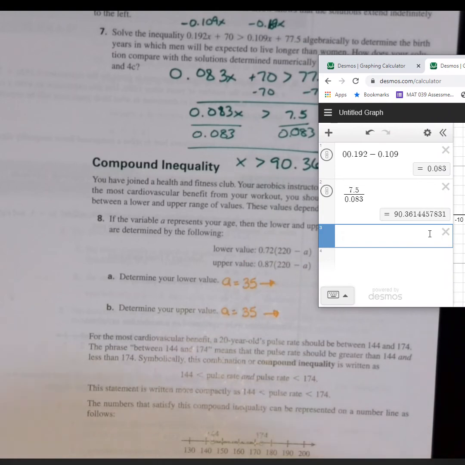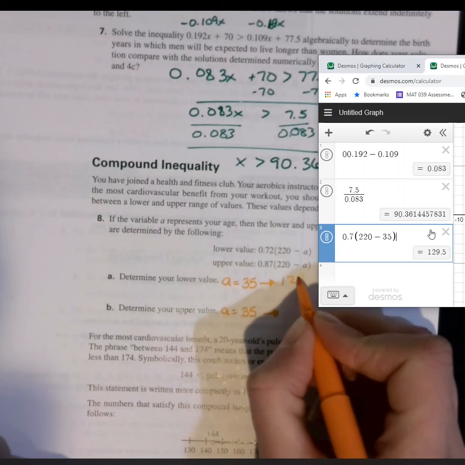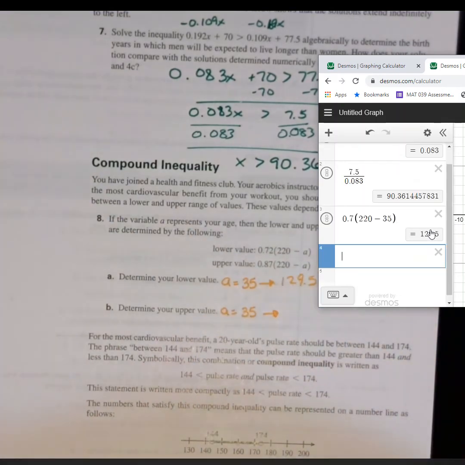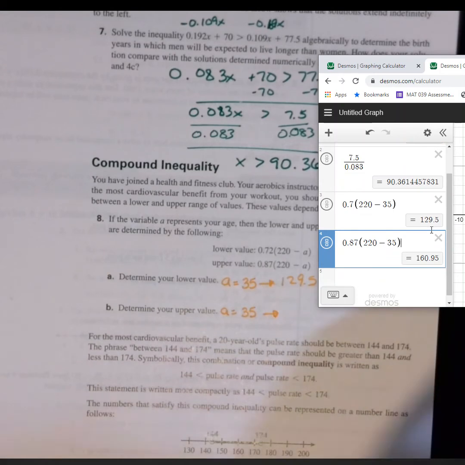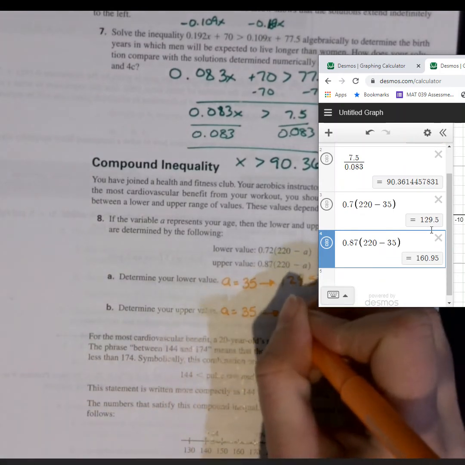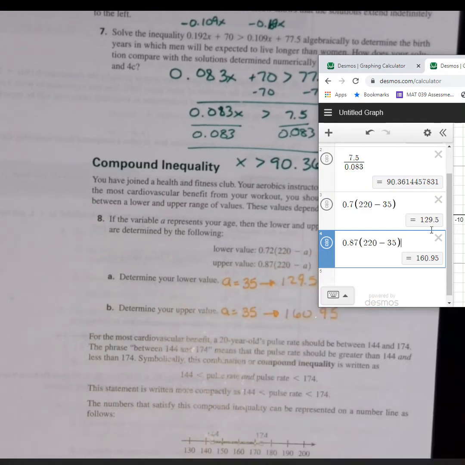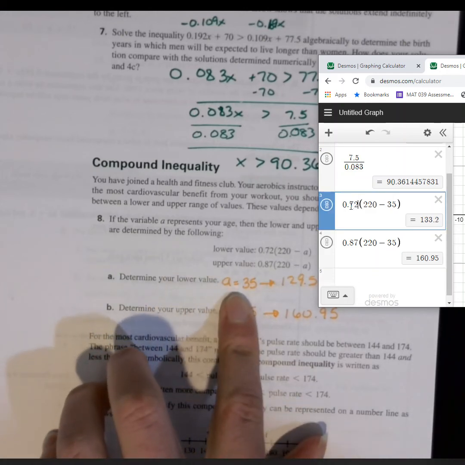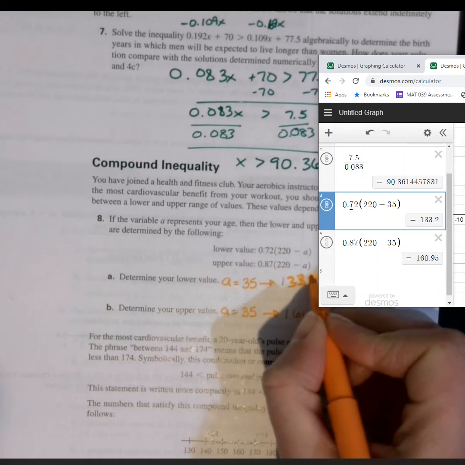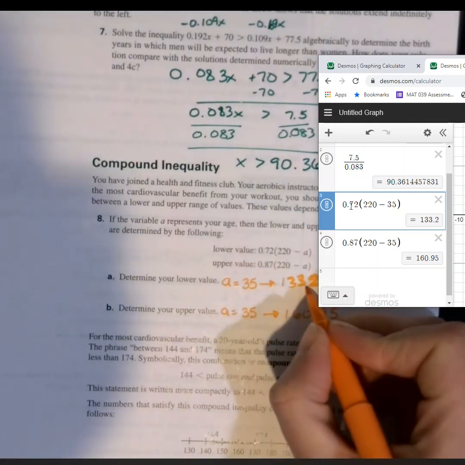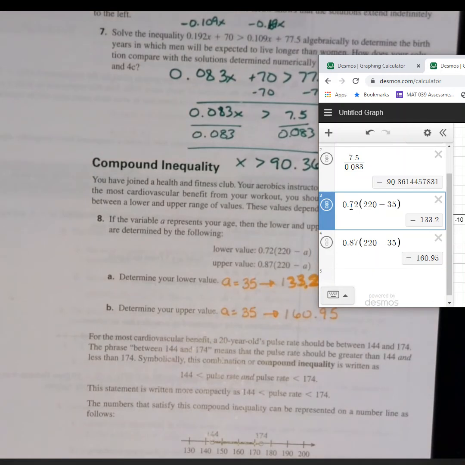Okay, so lower boundary, 0.7 times 220 minus the A, which is going to be 35 here. So we have 129.5, and then the upper boundary is 0.87 times 220 minus the age, which again we'll pretend is 35, and so that would give us 160.95. Okay. Oh, I made a mistake in the lower. I forgot the 2 on the 7 somehow. So that's actually 133.2. Okay. Sorry about that. 133.2. I think everything else looks good.